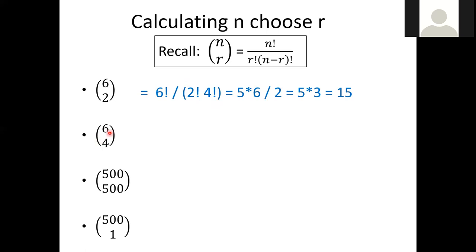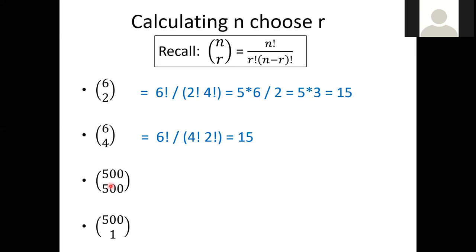Now, what if you do 6 choose 4? So this was the number of 2-element subsets in a set of 6, and this will be the number of 4-element subsets in a set of 6. You will see that if I have r here, and now n minus r is 2, this expression and this expression are obviously the same. And by the way, that was not a coincidence. It's always going to be when this thing is n minus r. Okay, we'll return to this on the next slide.